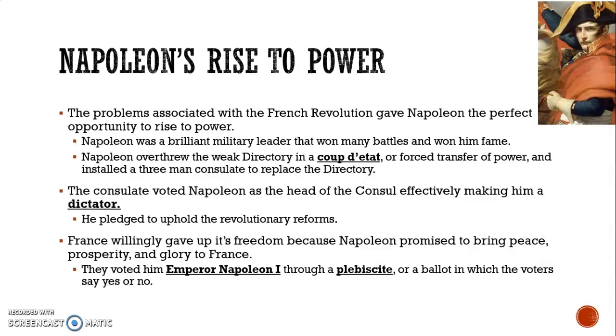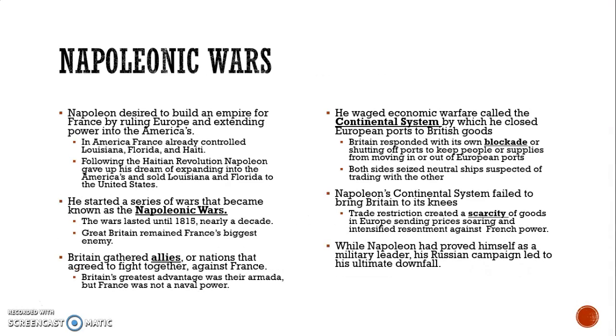They voted him Emperor Napoleon I through a plebiscite, or a ballot in which the voters said yes or no, which gave them the ability to vote and made him seem like he was valuing their voice in society.